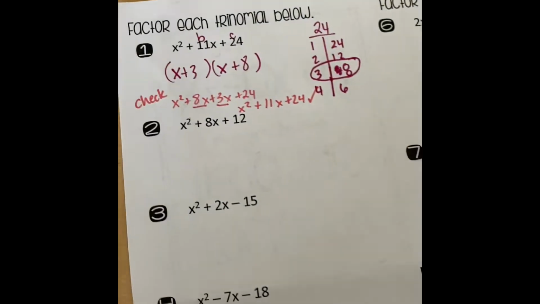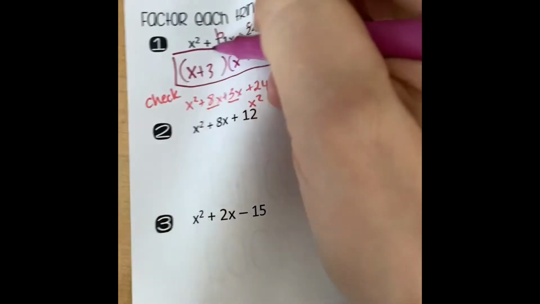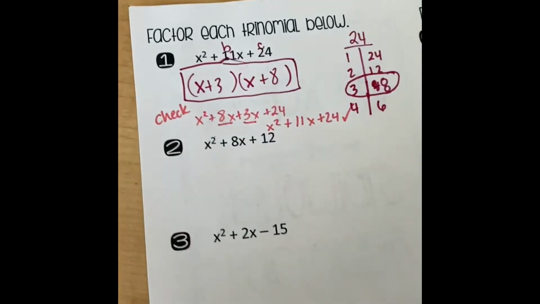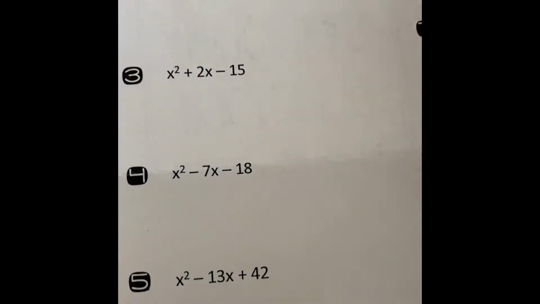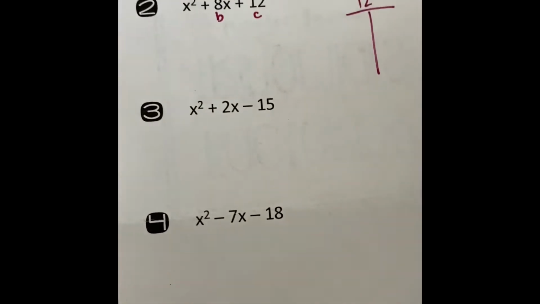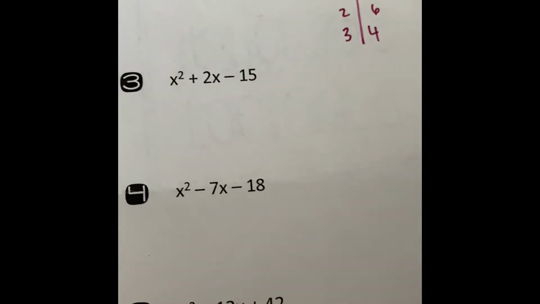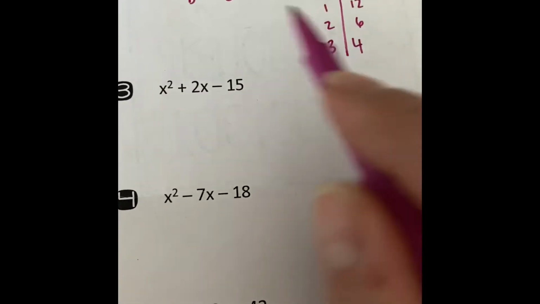So my factored form is going to be the quantity x plus 3 times the quantity x plus 8. Let's do number 2 together. We're going to see what multiplies to c and adds to b. So my factors of 12 are 1 and 12, 2 and 6, and 3 and 4. Which one of these add together to equal 8?